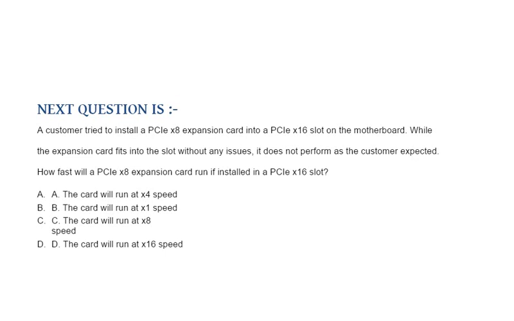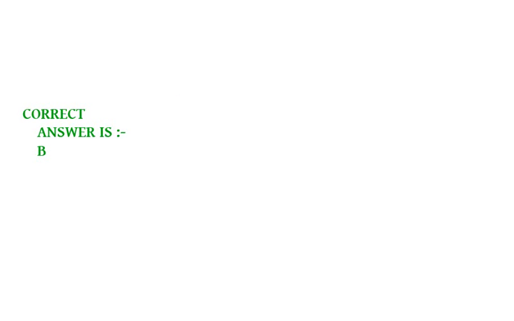Option A, the card will run at x4 speed. Option B, the card will run at x1 speed. Option C, the card will run at x8 speed. Option D, the card will run at x16 speed. Correct answer is option B.